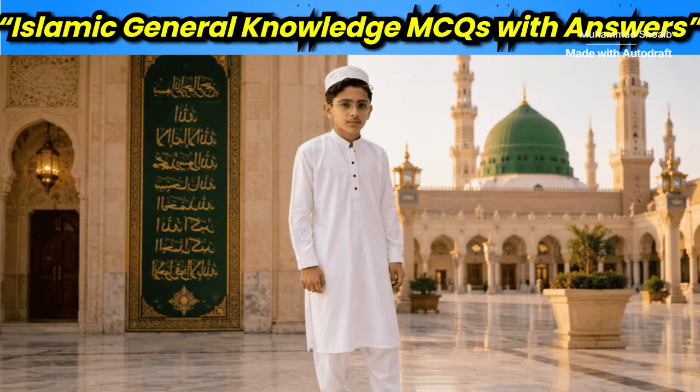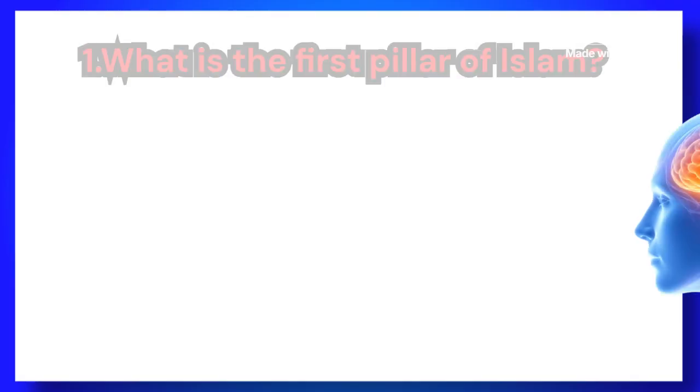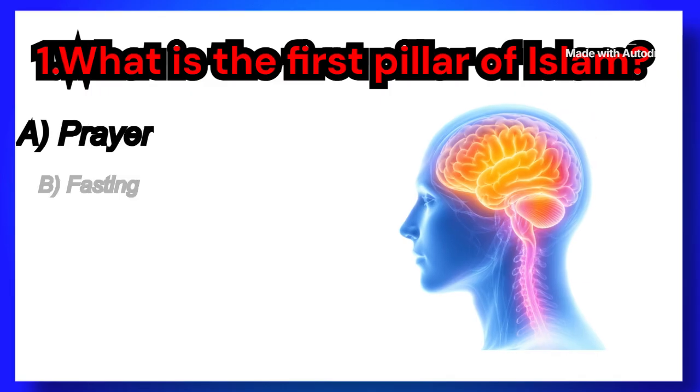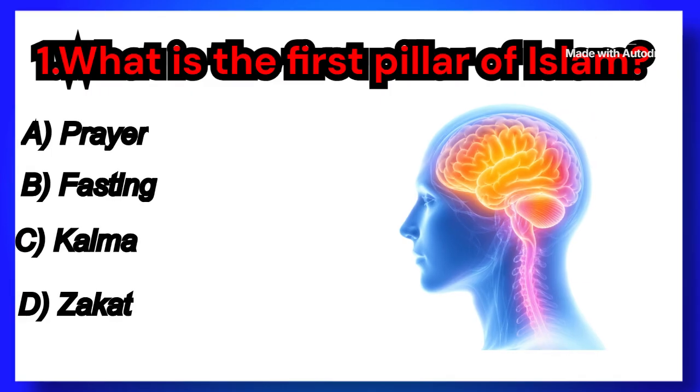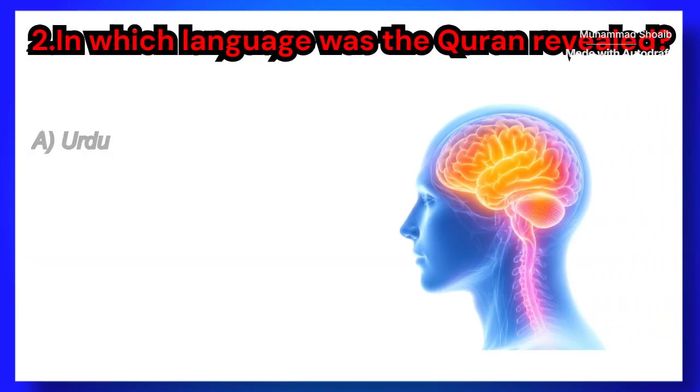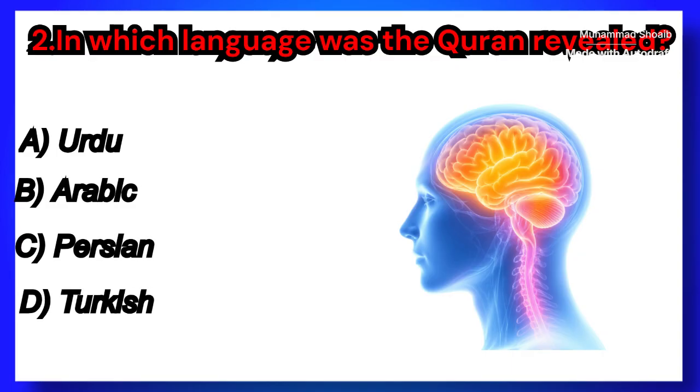Islamic General Knowledge MCQs with answers. Question number 1. What is the first pillar of Islam? Correct answer, C. Question number 2. In which language was the Quran revealed? Correct answer, B.